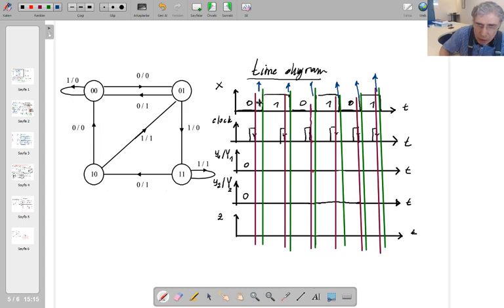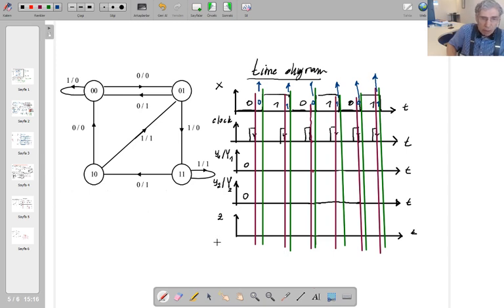So in this time interval, my input is 0. For this critical time interval, my input is 1. For this, my input is 0. For this one, it is 1 here. And for this one, 0 here. And for this one, it is 1, isn't it?